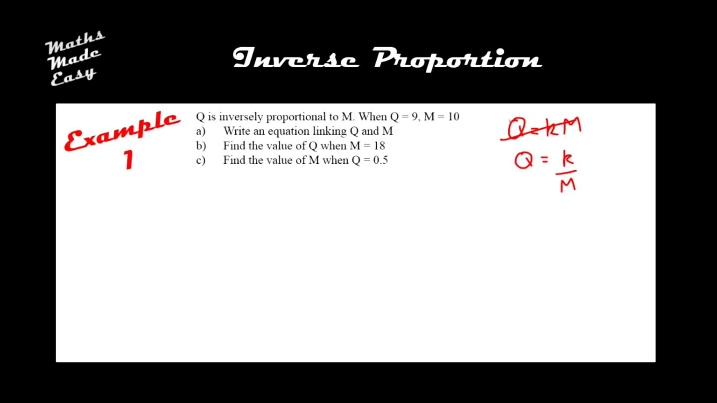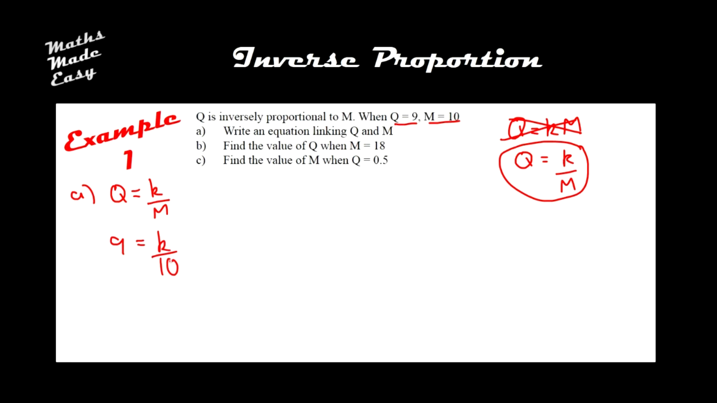So this one we don't need, that's when it's directly related. This one we do need. So, for part A to this question, we would write Q equals K over M, because it's inversely related, and we use the values in the question, substitute those in, and we'll be able to find out K. So Q is 9 equals K, we don't know that, divide by M, which is 10.